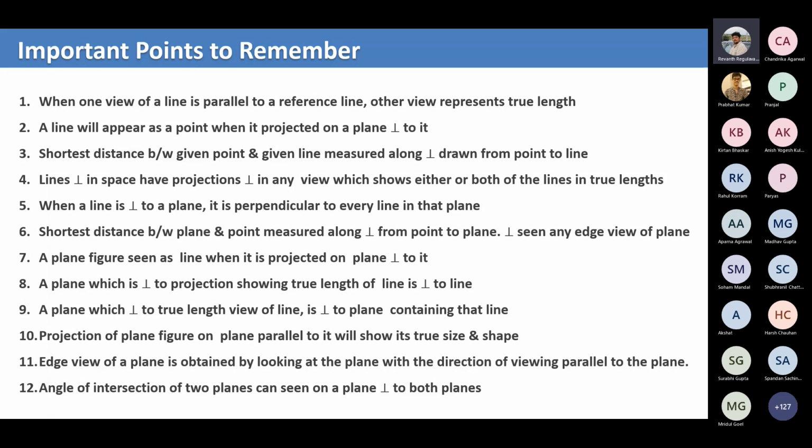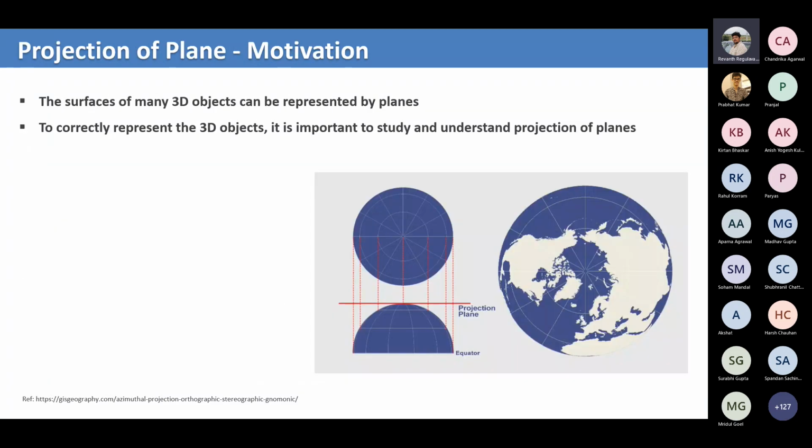The angle of intersection of two planes can be seen on a plane perpendicular to both planes. So this is what we have talked about, the laptop screen and laptop keypad. You go yourself towards one side and you see, and then you get the intersection angle of two planes. So this is something like a motivation for why we are taking the projections of a 3D plane into a 2D line.